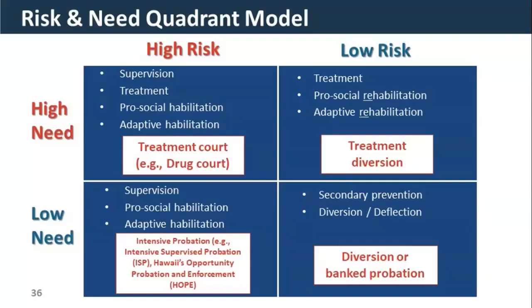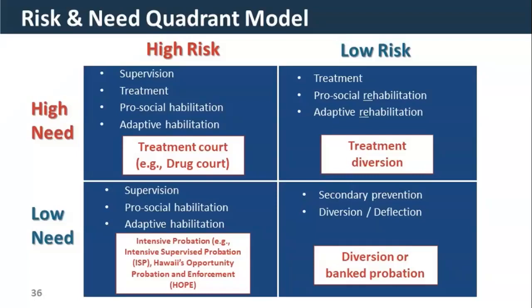If you start, as many programs do, when somebody's on probation and they are told, in the first weeks of probation, they need to get a job, or re-enroll in classes, or get a driver's license or whatever, you're moving on to these adaptive habilitation components when you haven't dealt with all of the other issues in their lives that are more pressing. So that is the high-risk, high-need group. If any of those elements are missing, the case must fail, and that is your treatment court group.